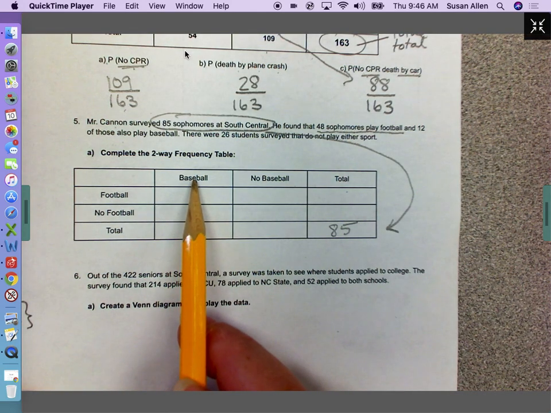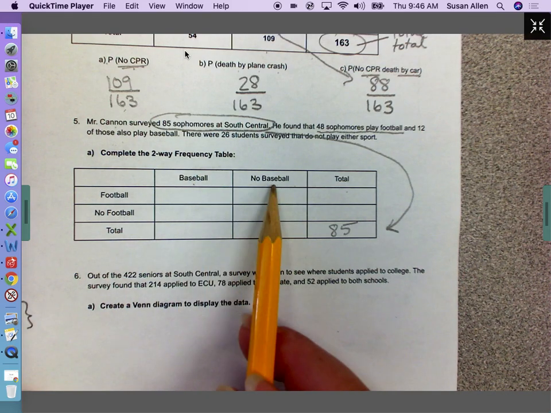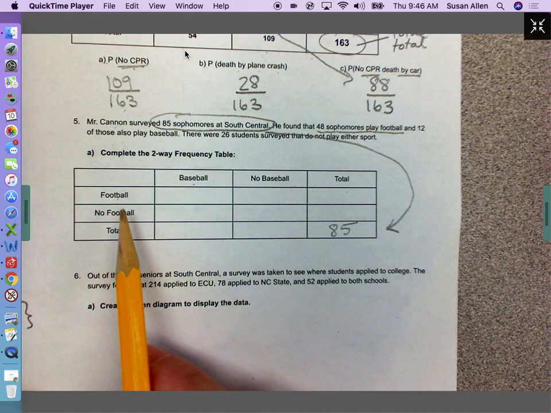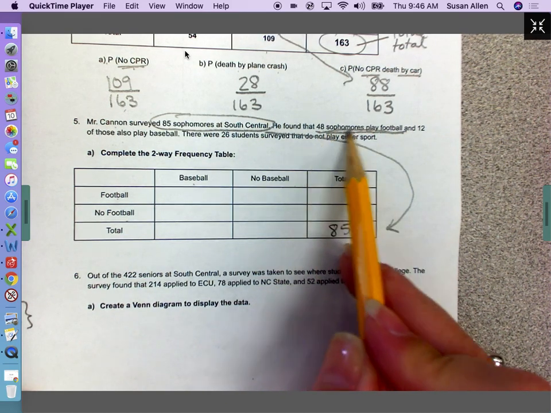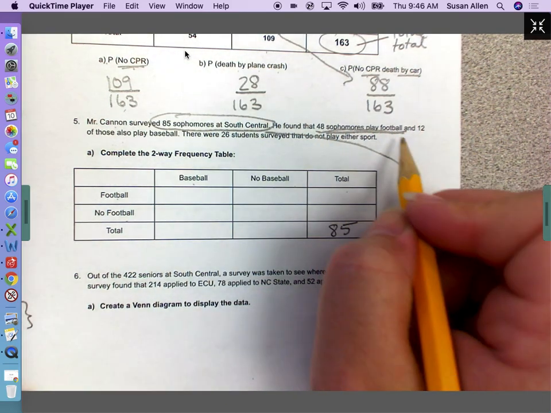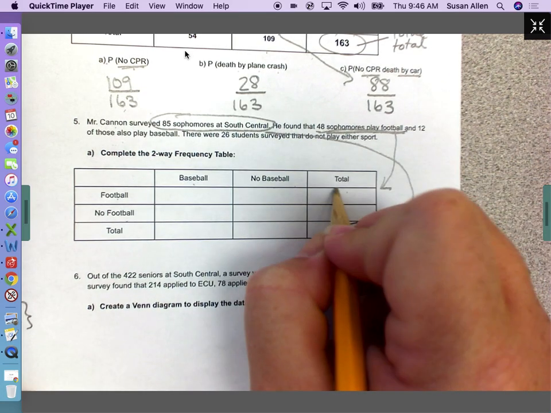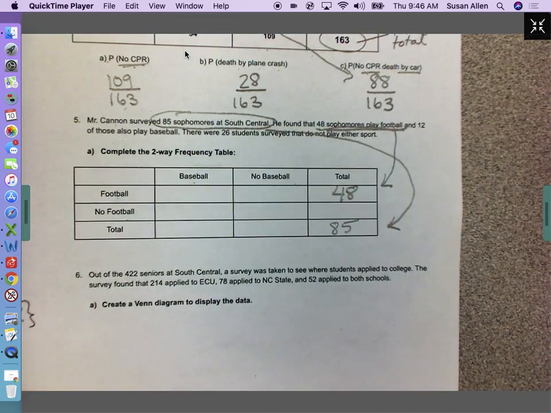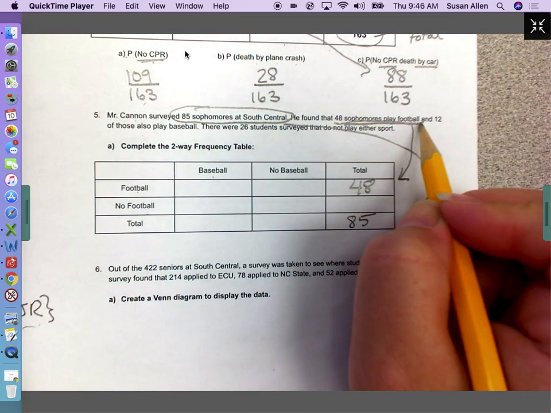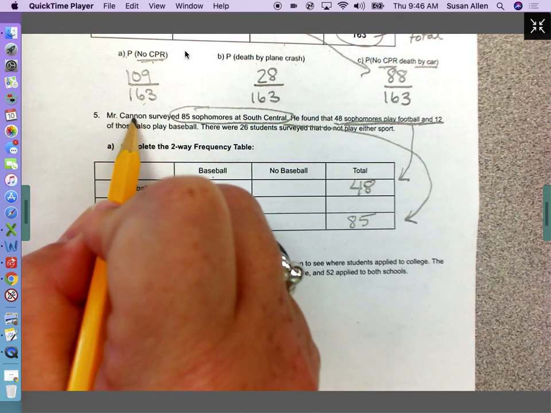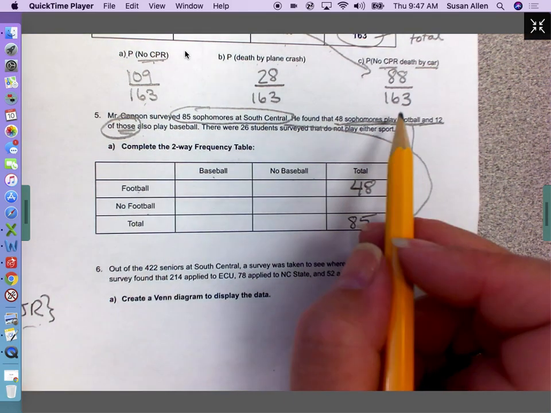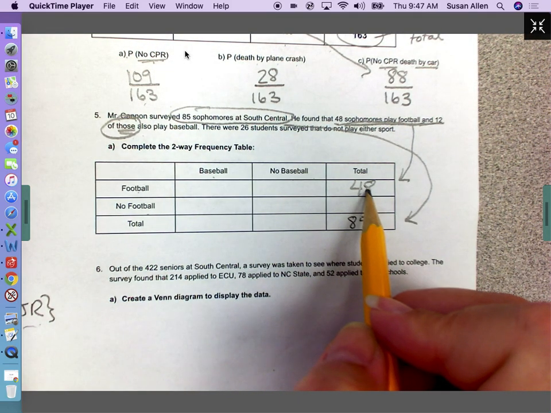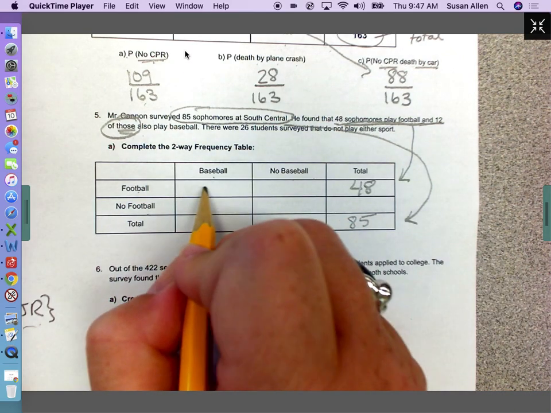So if we consider here that we've got some students that play baseball and don't play baseball, and some play football and don't play football, 48 sophomores that play football would go in the football total. So 48 would go here. Then if you continue to read, it says 12 of those. That word those is very important. Of those football players, 12 of them also play baseball.